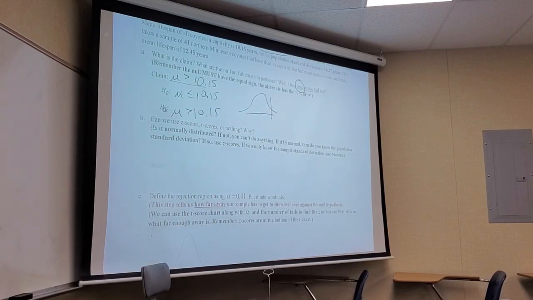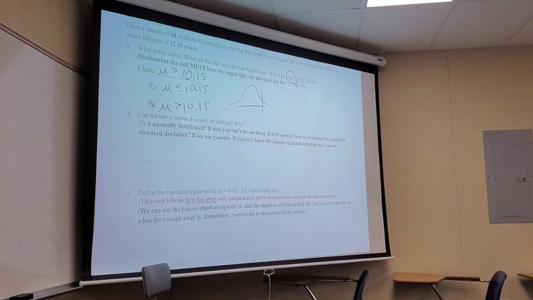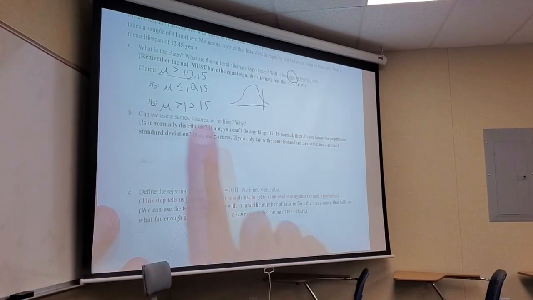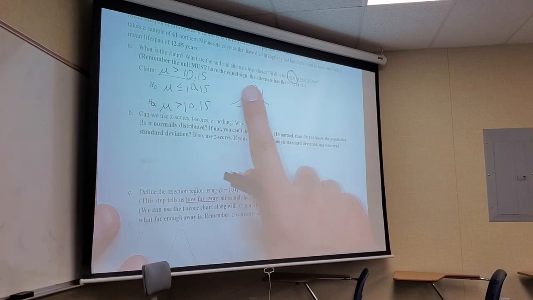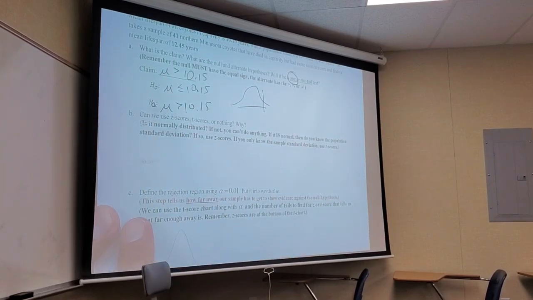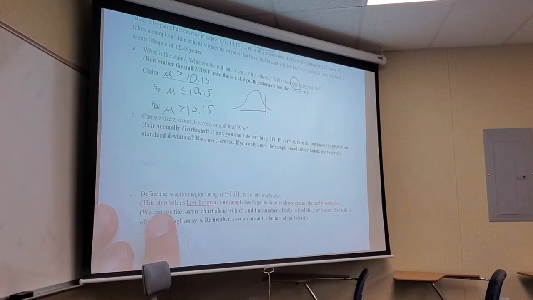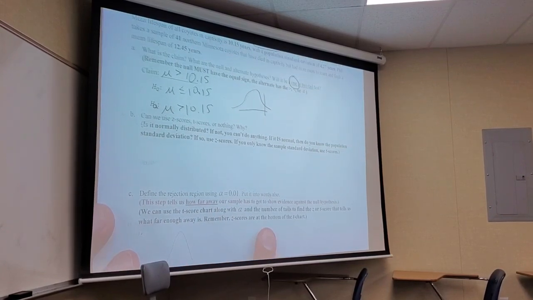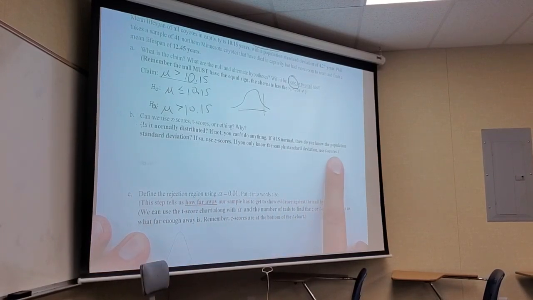Okay, now, step B is nothing new at all. Can we use z-scores, t-scores, or nothing? And notice what I've done here is, in black is some interesting points, and in red, let me think, what was it, Jeff? Oh, in red is kind of the conceptual part, and in black is sort of the nuts and bolts part. So here, this is just nuts and bolts.